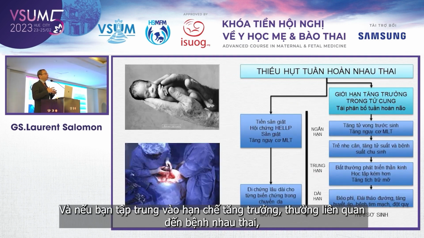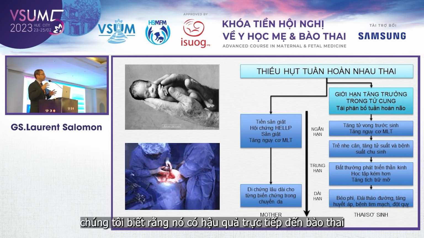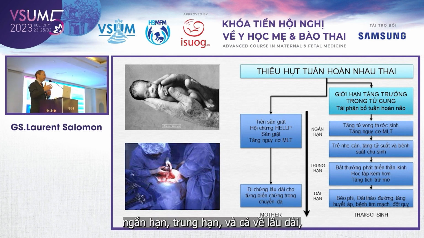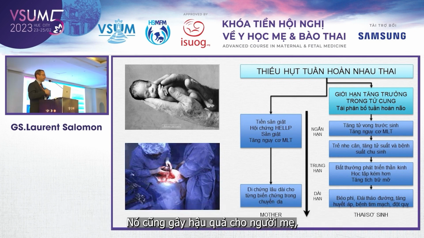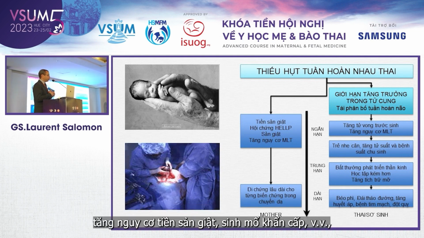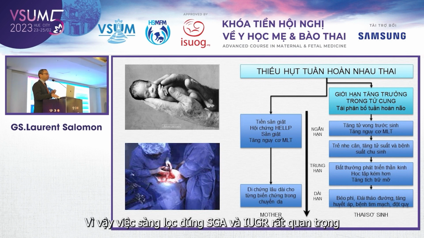And if you focus on growth restriction, which is most often related to placental insufficiency, we know that it has direct consequences to the fetus at short term, at medium term, and also at the long term, because we know now that placental insufficiency may have consequences in the adult to come, like 40 or 50 years later. It also has consequences to the mother with an increased risk of preeclampsia, of emergency C-section, etc. So it's important to try to screen appropriately for SGA and IUGR.